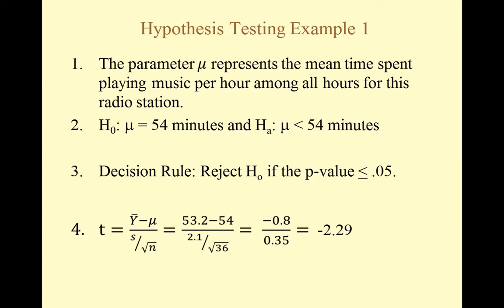Now the sample mean was 53.2 minus 54 minutes, if the null hypothesis is true, which states that mu equals 54 minutes. And in the denominator we have the sample standard deviation of 2.1 minutes divided by the square root of sample size, which was 36. This calculates out to be negative 0.8 divided by 0.35, and that is exact in the denominator, and that gives negative 2.29.